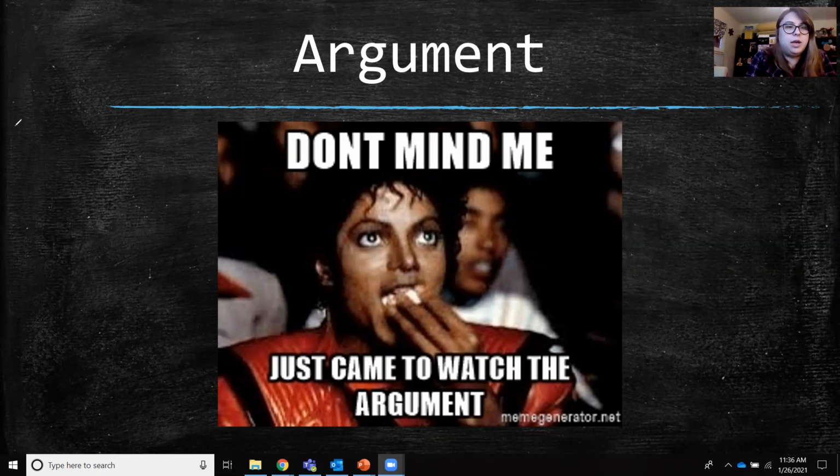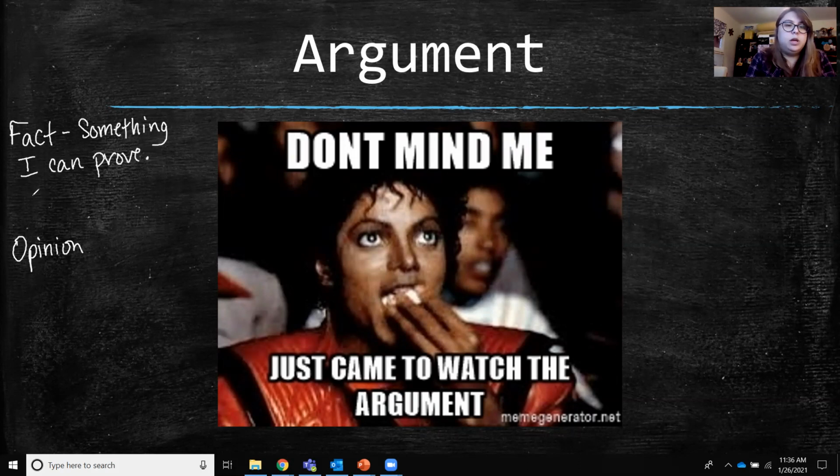Before we get going, I want to really quickly review what we talked about in our last lesson, which was the difference between fact and opinion. For us, a fact is something that can be proven. So it's something I can prove. We are going to use the words verify, check, and prove as a way to help us tell if it's a fact. If it's a fact, we should be able to verify it, check it, or prove it.